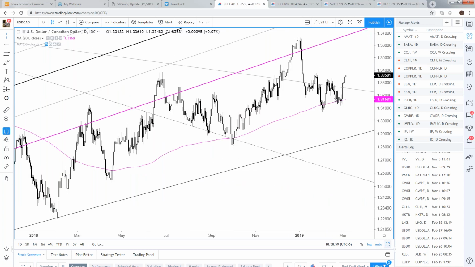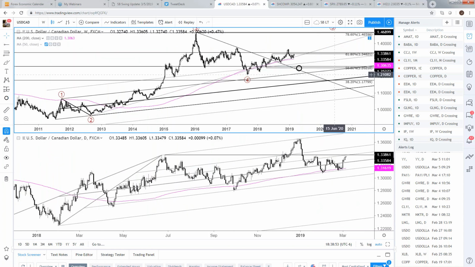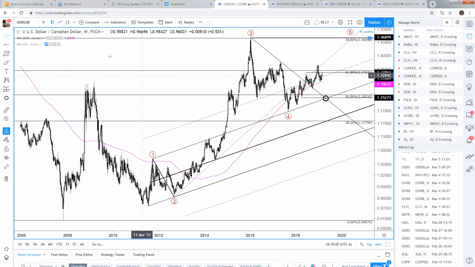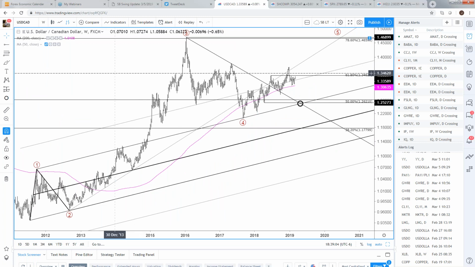Okay, so dollar CAD. Oh, that's the wrong chart. All right, here's dollar CAD. All right, so you got BOC tomorrow. This is a chart I did show, weekly chart, back with that MT4 Trader Fest deal.